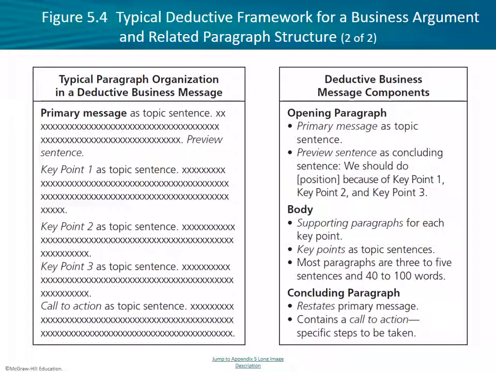Figure 5.5 indicates business arguments that employ a direct or deductive approach begin by stating the primary message, which is typically a position or recommendation. So you could see that in the opening paragraph. Primary message as topic sentence. Preview sentence as concluding sentence. We should do this because of 1, 2, and 3.